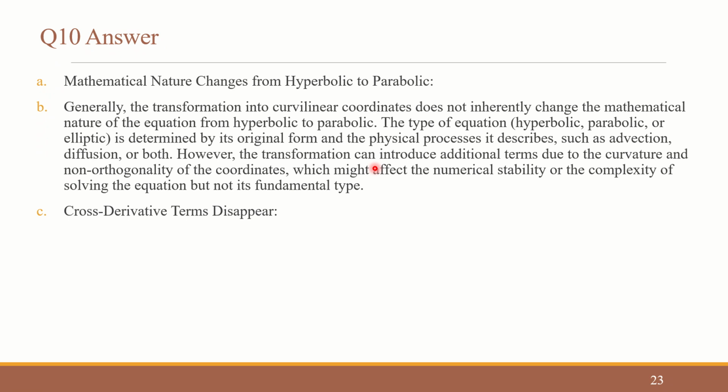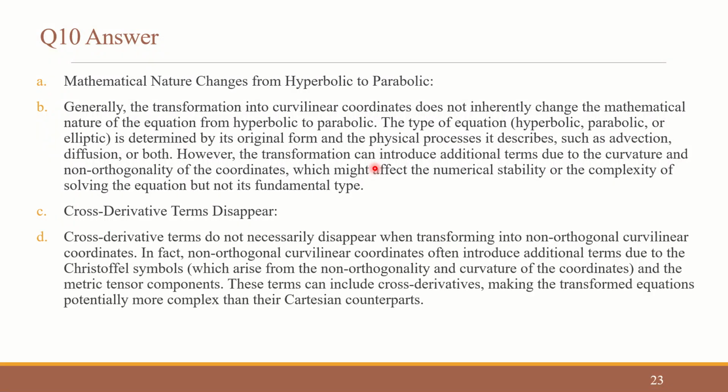So second one, cross derivative terms disappear. Again, this is a false statement. Cross derivative terms do not necessarily disappear when transforming into non-orthogonal curvilinear coordinates. In fact, non-orthogonal curvilinear coordinates often introduce additional terms due to Christoffel symbols, which arise from the non-orthogonality and curvature of the coordinates and the metric tensor components. These terms can include cross derivatives, making the transformed systems appear potentially more complex than their Cartesian counterparts.